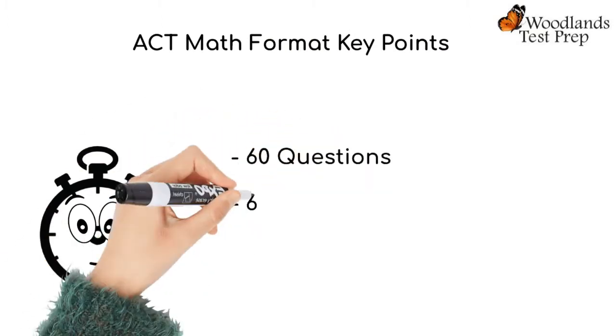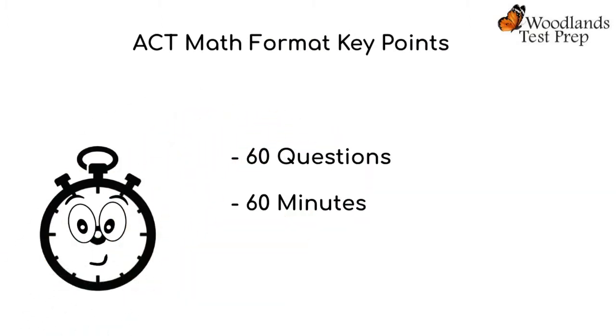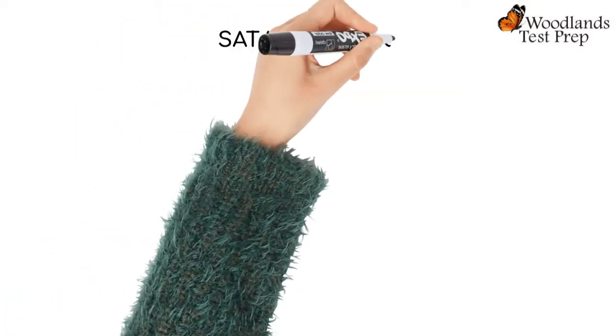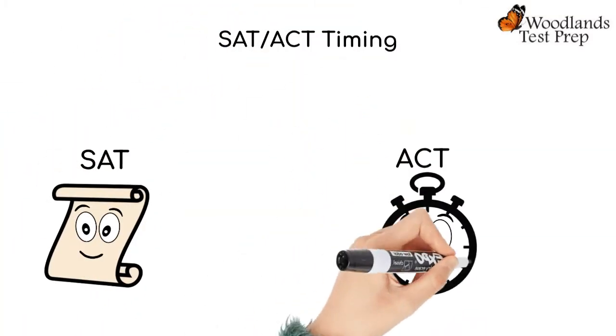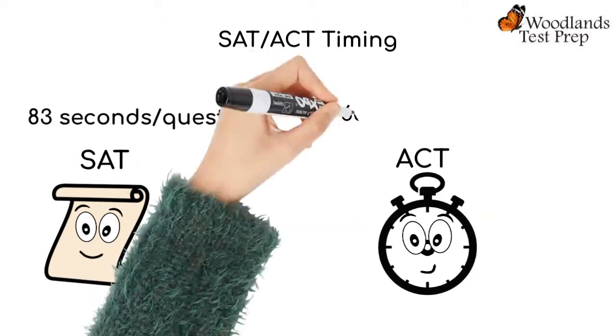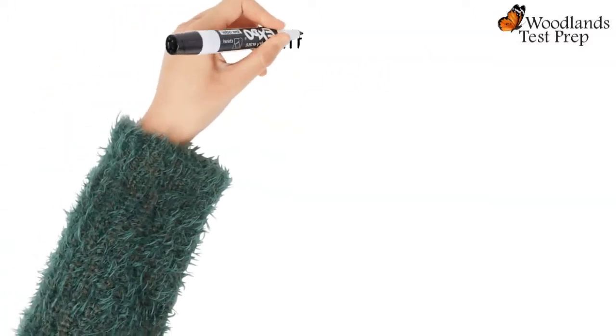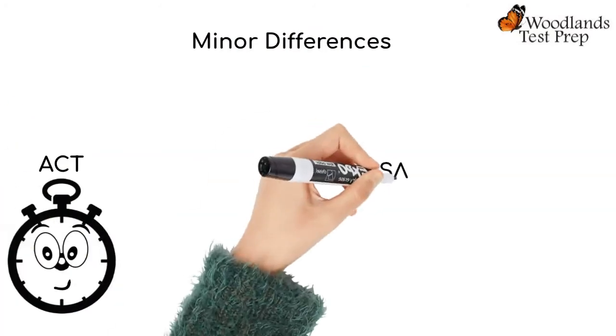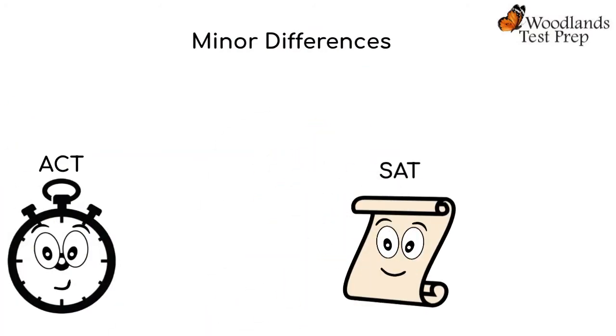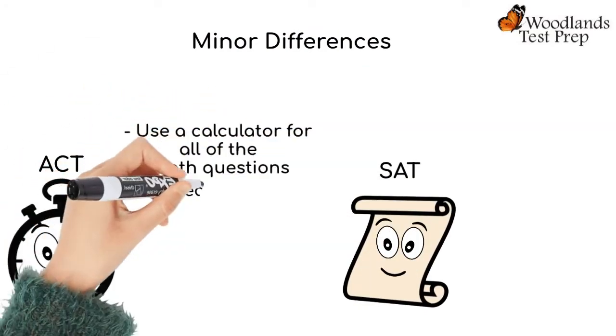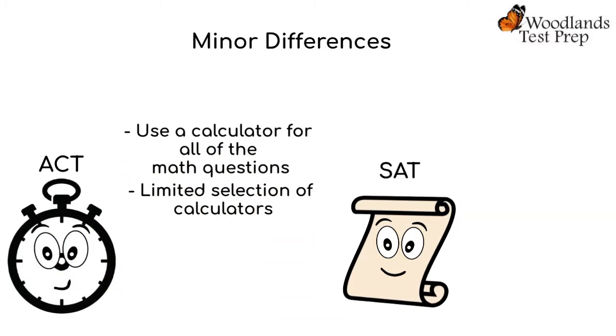It asks you 60 multiple choice questions in 60 minutes. So the first difference is, as we've mentioned before, the SAT gives you quite a bit more time per question, whereas the ACT really clicks right along. Some more minor but still important differences are that where the ACT allows you to use a calculator the whole time, they have a more limited selection of calculators that are allowed. Be sure to check that your calculator is allowed.